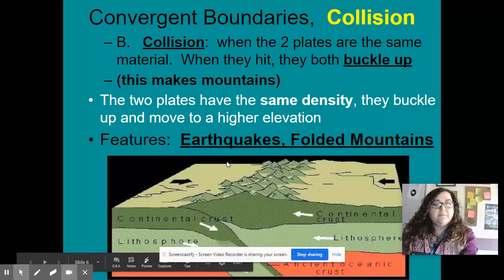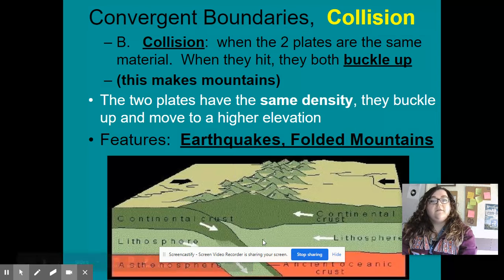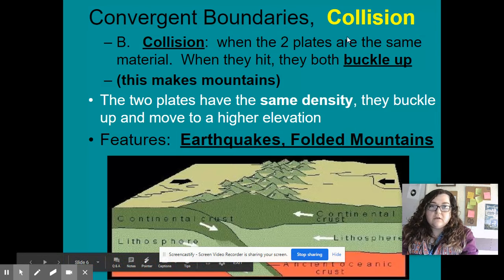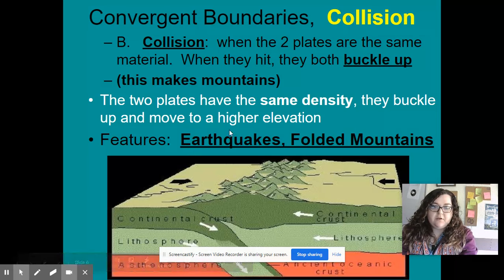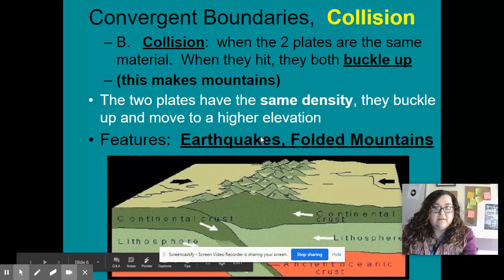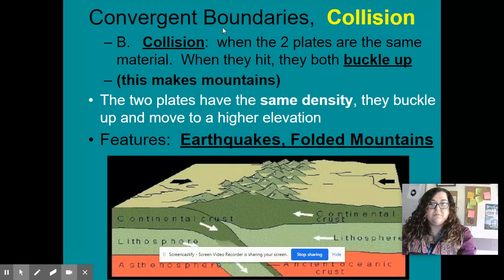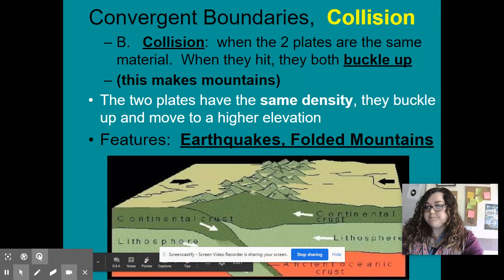This is what's happening in the Himalayan mountains because they're both the same type of material. They're going up. And we also get earthquakes from this type of convergent boundary because an earthquake is really just the energy coming off of two plates hitting or moving past each other. So you're going to get earthquakes in almost all of these boundaries, because whenever these plates move, it releases energy, especially whenever they crash. But the main thing from a collision convergent boundary is that you're going to get mountains.